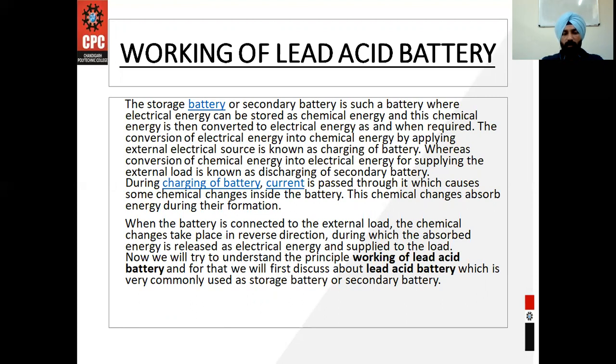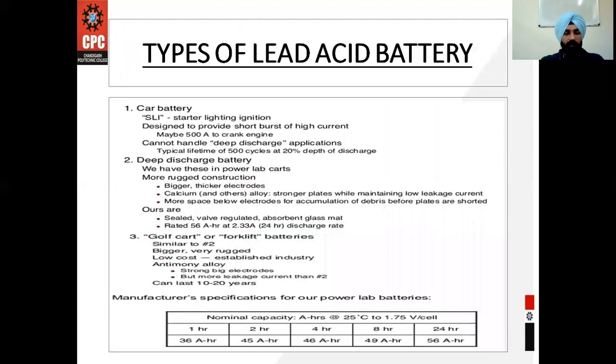Now we will try to understand the principal working of a lead acid battery, and for that we will first discuss the lead acid battery, which is very commonly used as a storage battery or secondary battery. Next is types of lead acid batteries. Number one is car batteries, then deep discharge batteries, and golf cart or forklift batteries. These are batteries used in automobiles or vehicles.